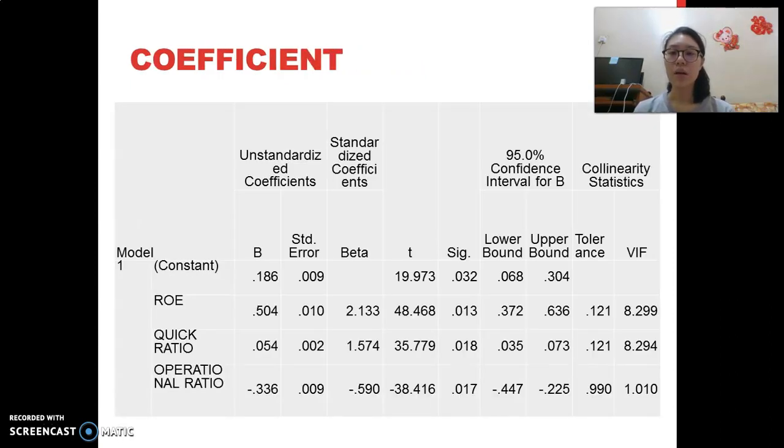And for the coefficients, they show that ROE, quick ratio, and operating ratio have the most significant effect on ROA. And the VIF of these three independent variables is not more than 10. So that means it can increase profit and reduce the liability of the company.